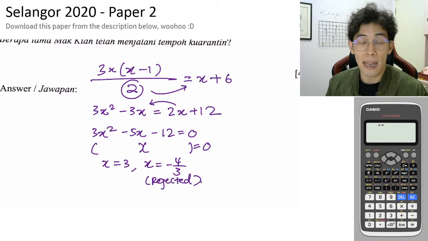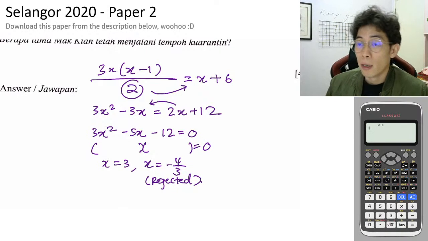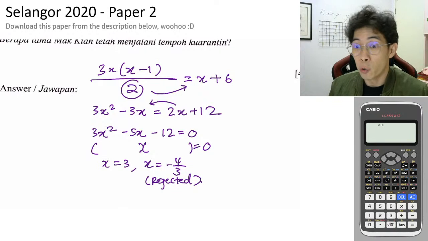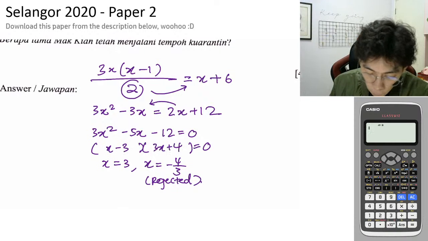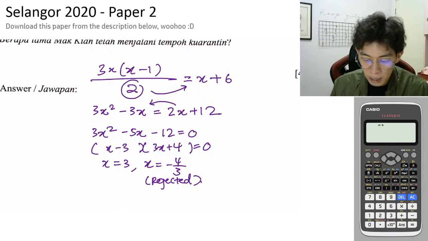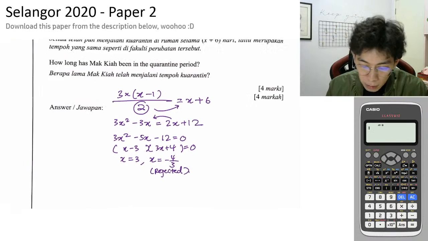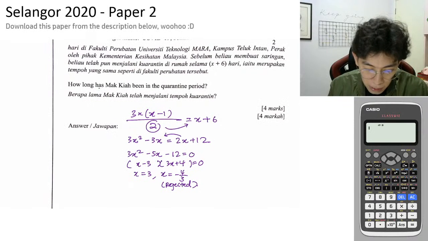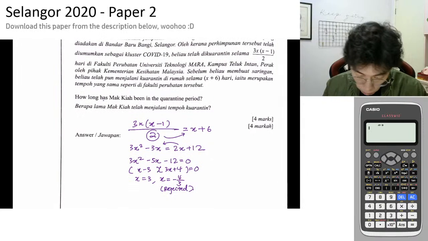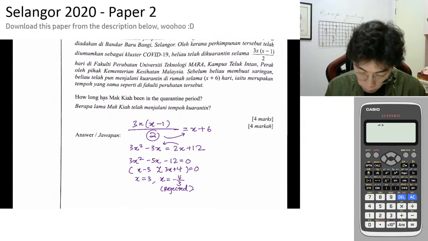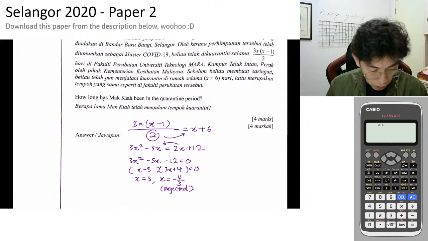The important thing is that you have to make sure you use factorization. So the 2 brackets is one of the marks. So you're going to put (x minus 3)(3x plus 4). Then you will be able to get your full marks. And remember, since they mentioned how long has Makia... wait, did I see it wrongly? I think I typed wrongly already. Let me check. I type one more time. Sorry. 3, minus 5, minus 12.